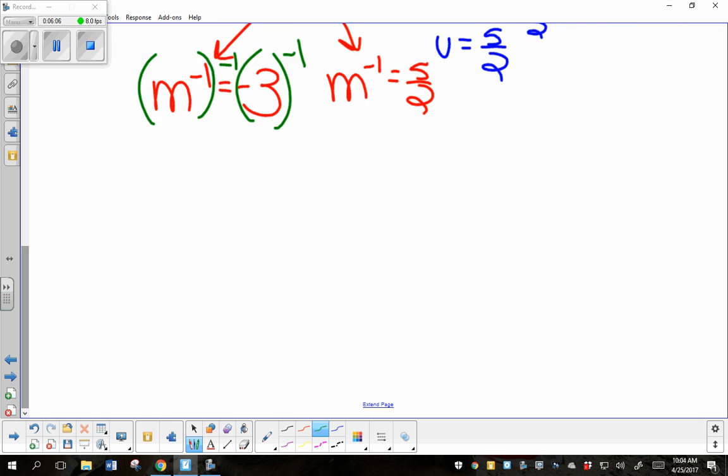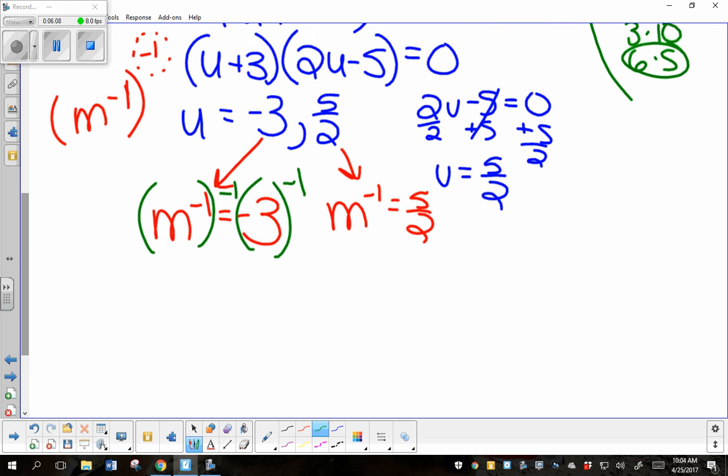And this is okay to do. So now, what's m to the negative 1 to the negative 1? Just m, because negative 1 times negative 1 is positive 1.